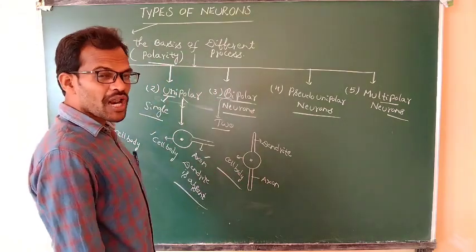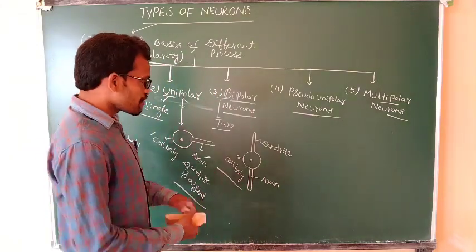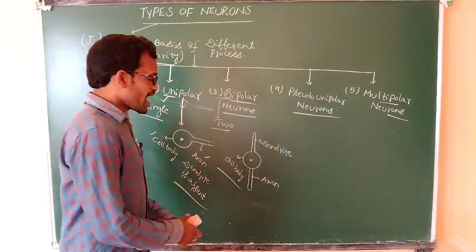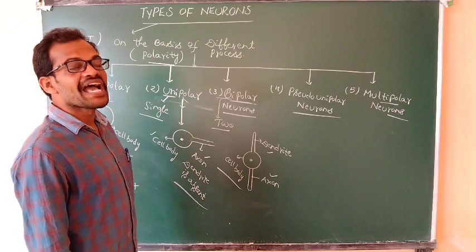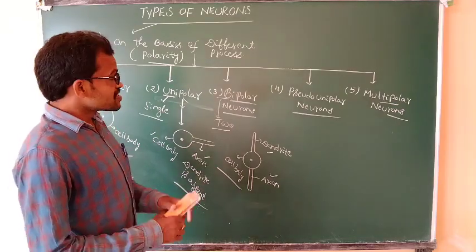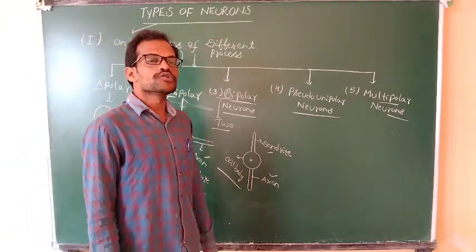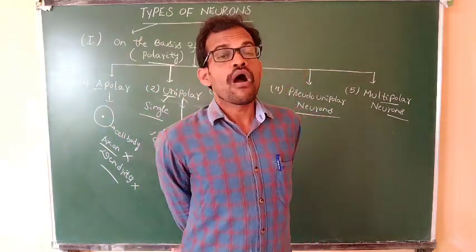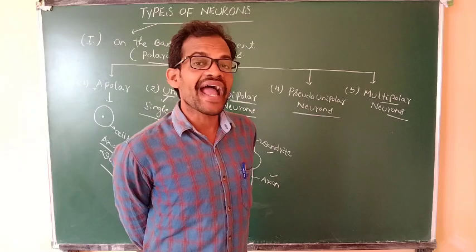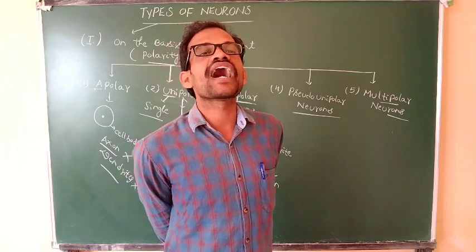This bipolar neuron means bi means two. What is the polarity? First one, dendrites as well as axon. Dendrites are present, axon is present. That's why it indicates bipolar neurons. These bipolar neurons you can observe in two places in our body. What is the best place? Olfactory epithelium and retina of the eye.